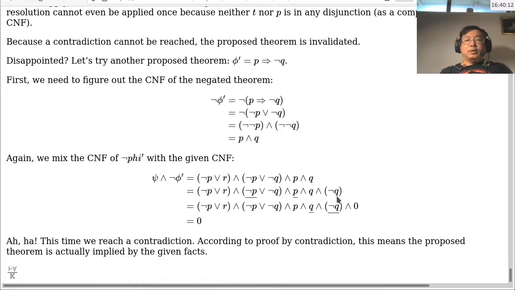Now that we have not q as one of the terms of the entire expression, this q now has something to resolve with. So when these two resolve, it resolves to the expression of just false. And because this false is a component of the overall conjunction, now the entire conjunction is false, and therefore we have our contradiction.